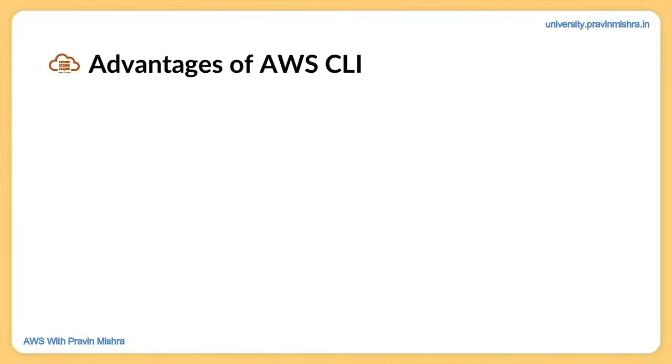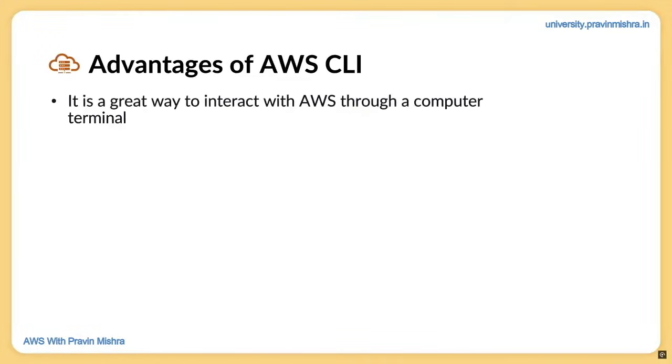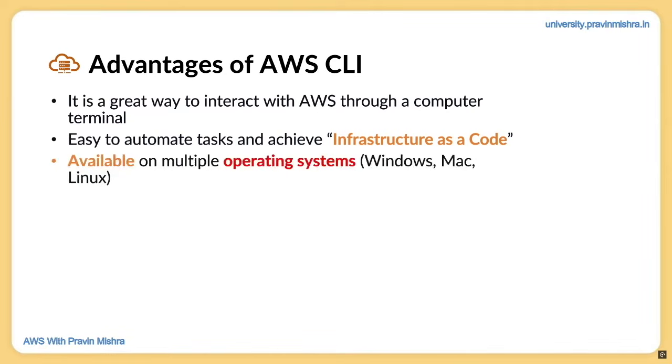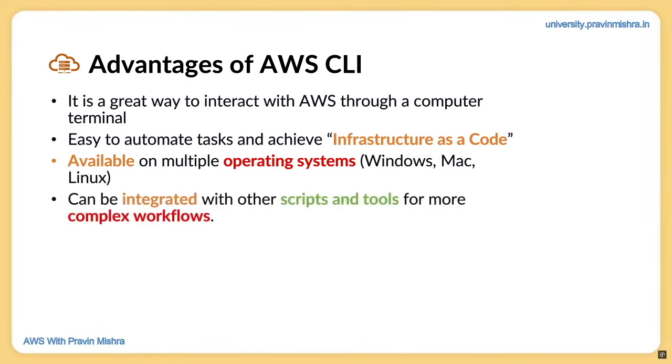Now let's look at some advantages of using AWS CLI. It's a great way to interact with AWS through a computer terminal, and it is an excellent way to automate tasks and achieve infrastructure as code. This is available for multiple operating systems like Mac, Windows, and Linux. It can be integrated with other scripts and tools for more complex workflows.